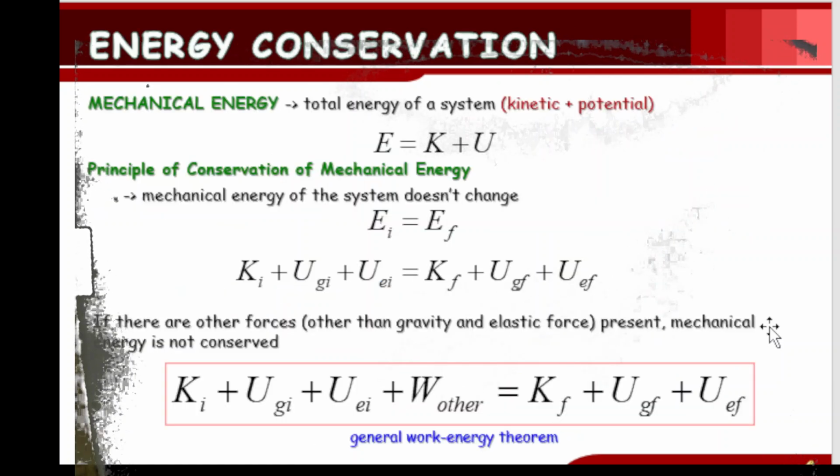Okay, so we will have also the total energy of the system. The total energy of the system is called the mechanical energy. That is the sum of kinetic and potential. So E is equivalent to K plus U. We will be using capital E for mechanical energy.